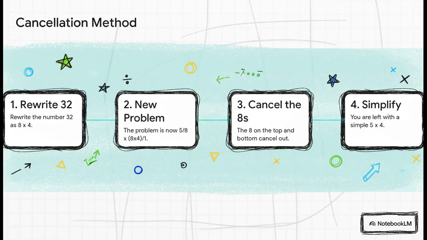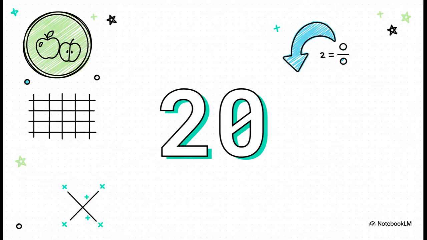They're gone. And what are we left with? A super simple problem, just 5 times 4. How cool is that? And that's it. 5 times 4 is 20. Boom. Done. Super clean, super simple. No multiplying 5 by 32. See? That is the awesome power of canceling first.